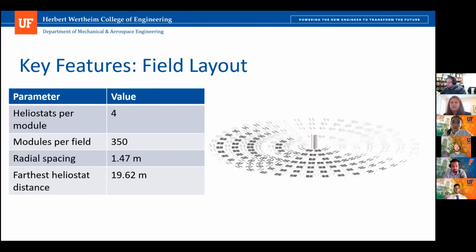Our next key feature addresses the field layout of our product. Individual assemblies within the module will be placed in a trapezoidal configuration to eliminate shadowing and blocking losses. In the field, modules will be placed in a radial-staggered pattern to prevent mechanical interference and minimize shadowing and blocking losses. To meet the power requirement, 350 modules in a radial-staggered pattern will be necessary, with the furthest heliostat distance being 19.62 meters.